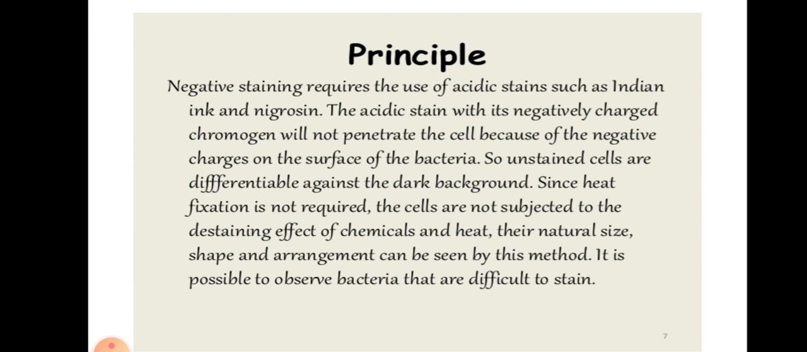The principle behind negative staining is that it requires the use of acidic stains such as Indian ink and nigrosin. The acidic stain with its negatively charged chromogen will not penetrate the cell because of the negative charge on the surface of the bacteria. They repel each other. So, unstained cells are visible against the dark background. Since heat fixation is not required, the cells are not subjected to the destaining effect of chemicals and heat. Their natural size, shape and arrangement can be seen by this method. It is possible to observe bacteria that are difficult to stain.